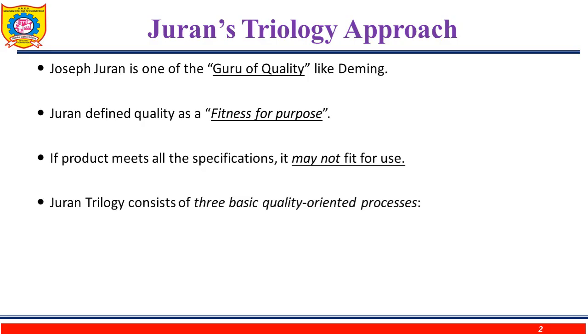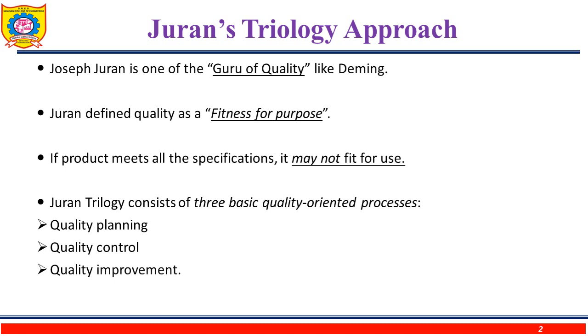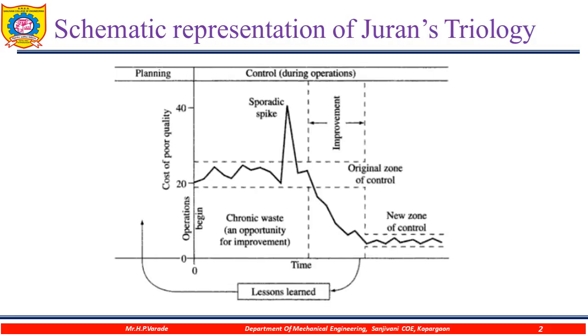So the Juran Trilogy consists of three basic quality oriented processes. First one is quality planning, second one is quality control, and third one is quality improvement. Let us learn Juran's Trilogy in detail. This is the schematic representation of the Juran Trilogy. This is also called Juran's Trilogy diagram.